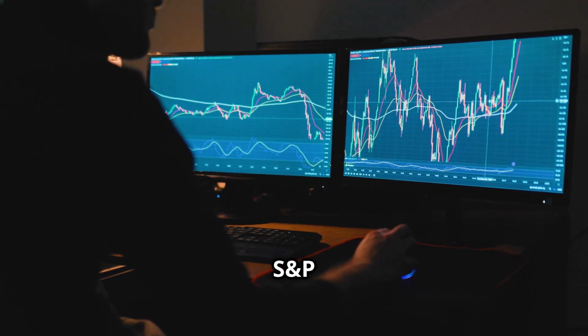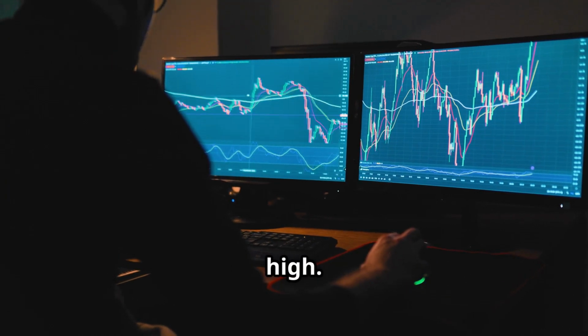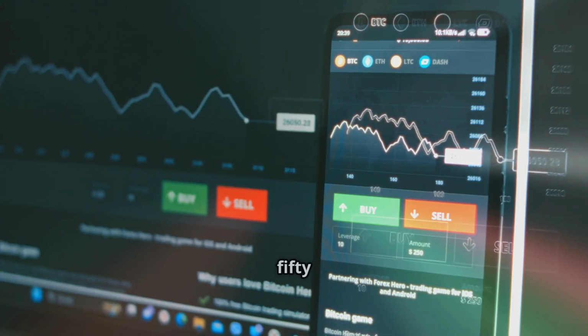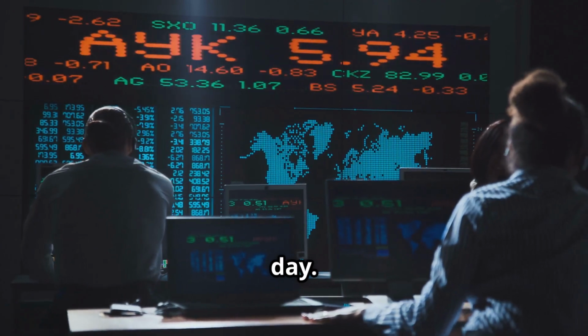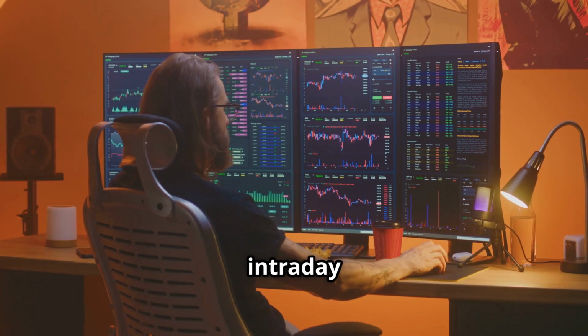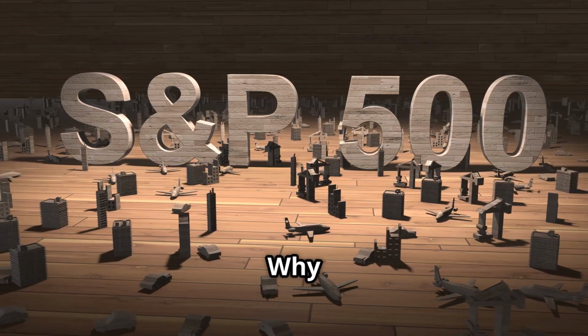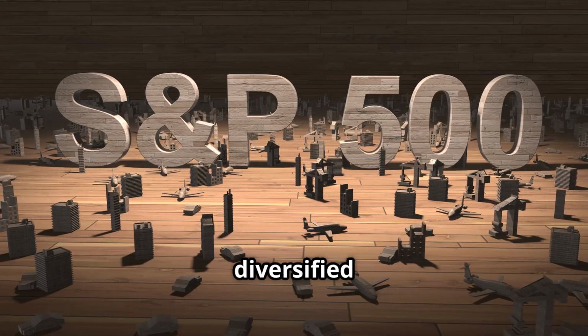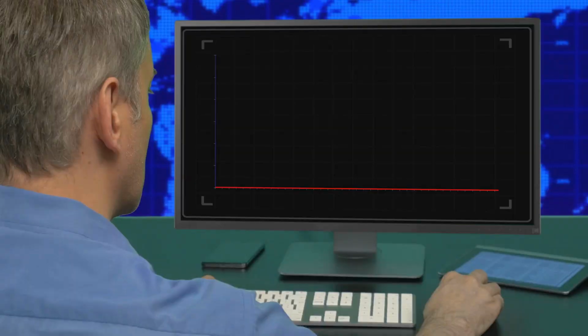Micro E-mini S&P 500, MES: volatility moderate, liquidity extremely high, margin requirement low, around $50 to $150 intraday, trading hours 23 hours a day, news sensitivity medium, best for consistent swing and intraday strategies. Why it's safe: broad market exposure, diversified index, less wild than NASDAQ, and there are plenty of setups every day.